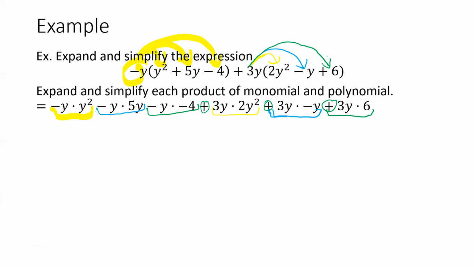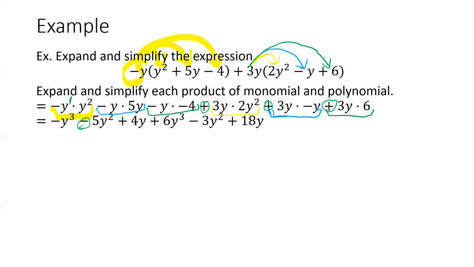So I have negative y times y squared. If I have an imaginary exponent 1, I think that makes a little more sense. That ends up giving me negative y cubed. Then for the next product, I have negative y times 5y. A negative times a positive is a negative, so I make sure I put a negative there in front. And I have 5 in front, and it's multiplied by 1, so nothing happens there. And then I have y times y, which is y squared.